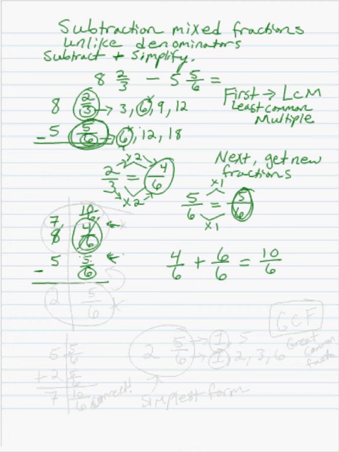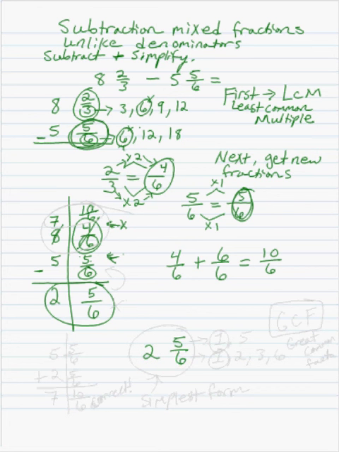Now, do we have more on the top? We have 10 pieces, or on the floor we have 5 pieces. We have more on top, so now we can subtract. So our denominator will stay as 6, and 10 minus 5 is 5. And now we can do our whole numbers. So 7 minus 5 is 2. So our answer is 2 whole and 5 sixths.